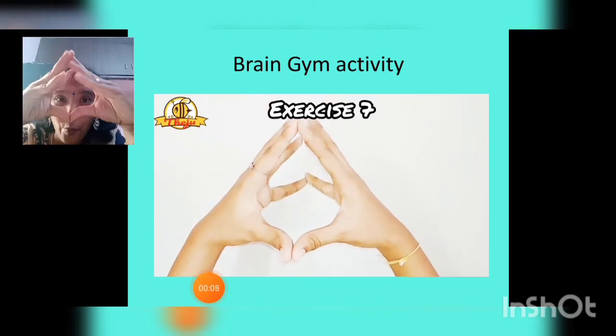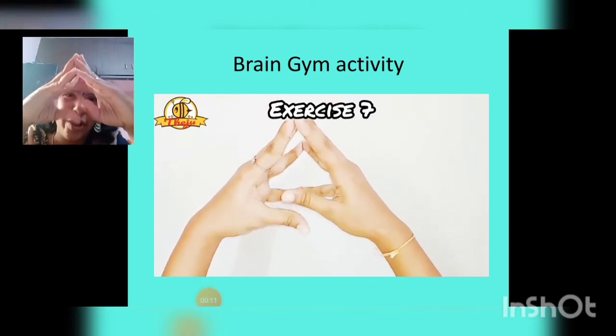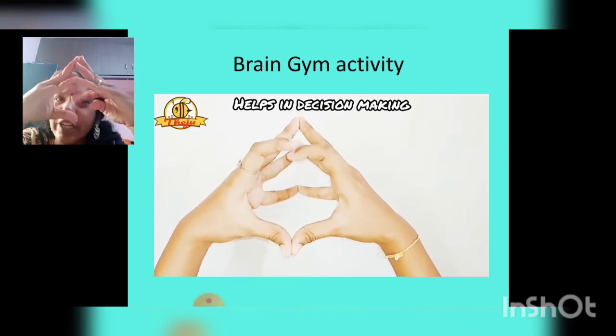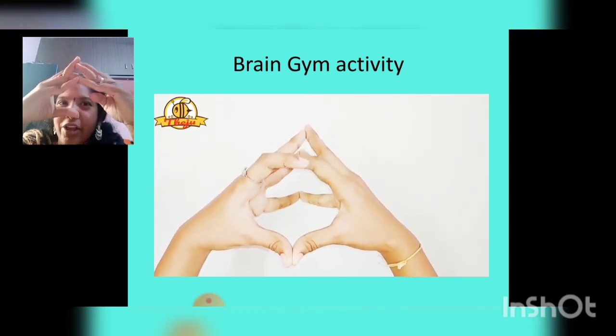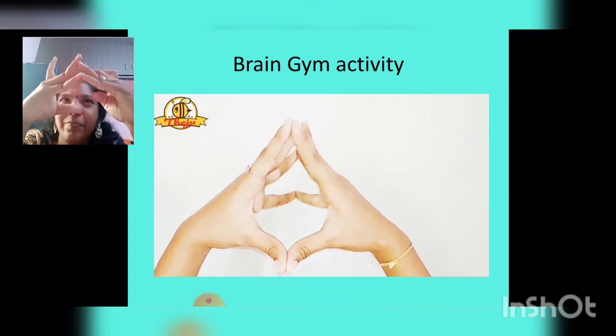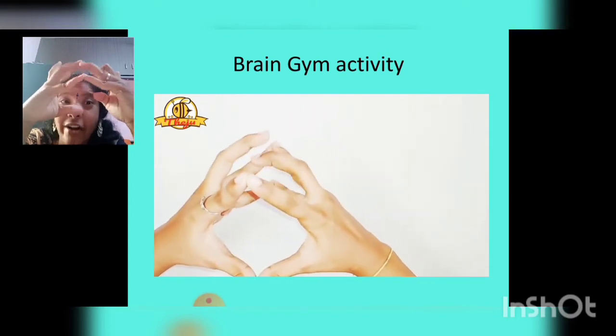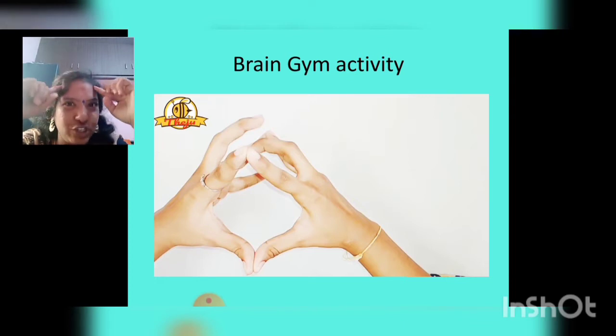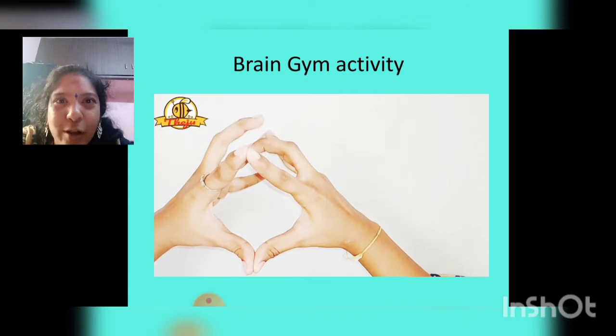We will go for the next activity. You have to rotate your thumb, your pointer finger, your middle finger, your ring finger, and the same, your baby finger. This is the brain gym activity which develops your listening and concentration. It's very useful. I hope you all enjoy doing this brain gym activity.